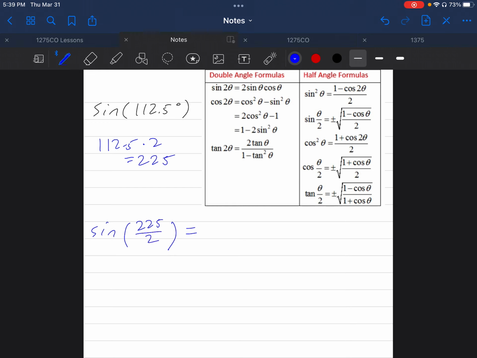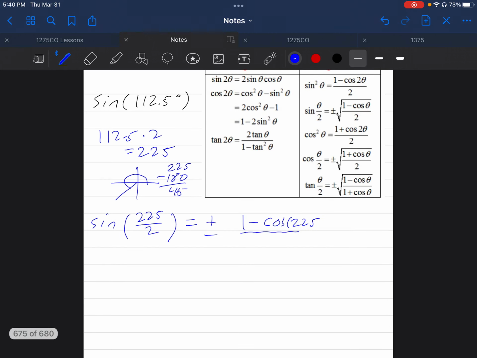A 225 degree angle is a quadrant 3 angle with a reference angle of 45 degrees. So if we look at the sine of 225 over 2, we can look at this formula right here, plus or minus the square root of 1 minus the cosine of 225 divided by 2.